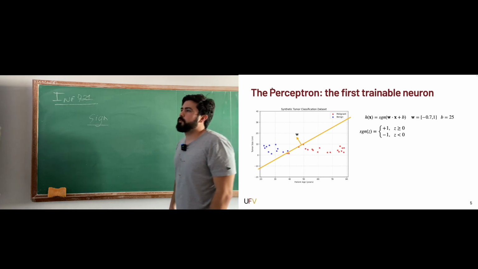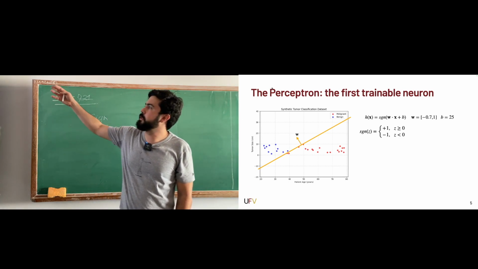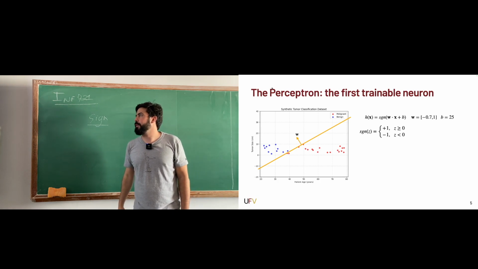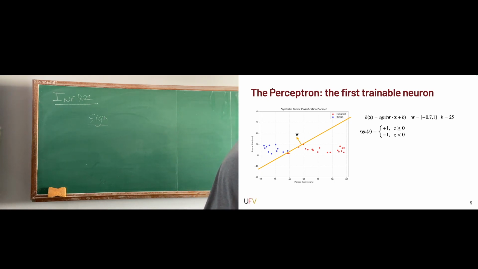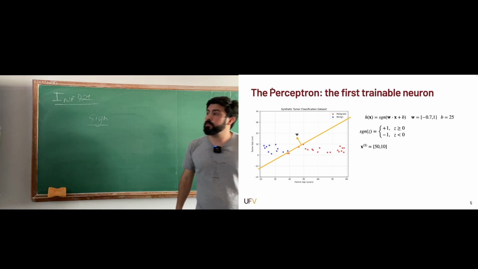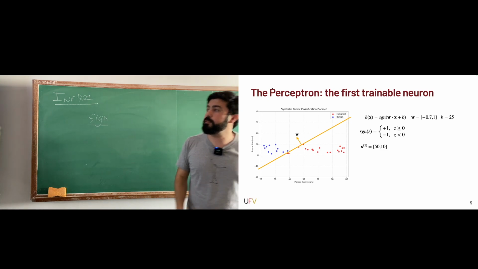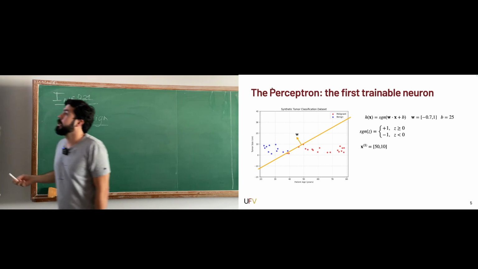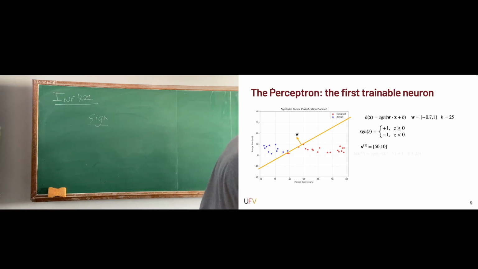So here's an example of a learned model. Consider this weight vector W of -0.7 and 1, and the bias term 25. The way you run this model, or do inference with it, is like this. Let's consider this example x1 equals 50 and 10, which is kind of here. X is patient age, so it's a patient about 50 years old, and 10 is a tumor size of 10 centimeters.